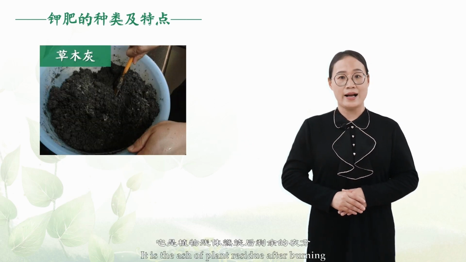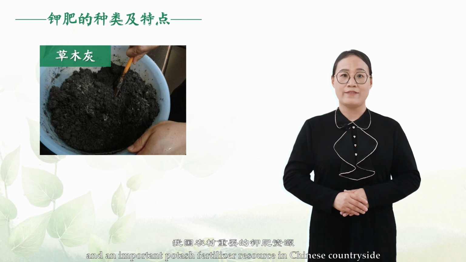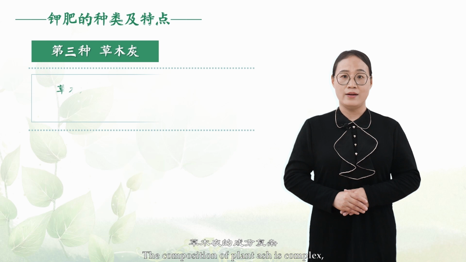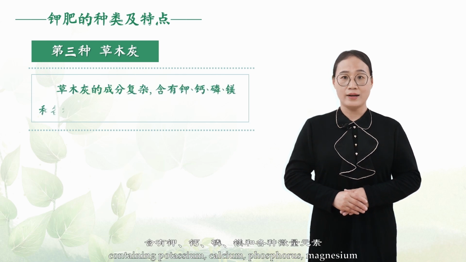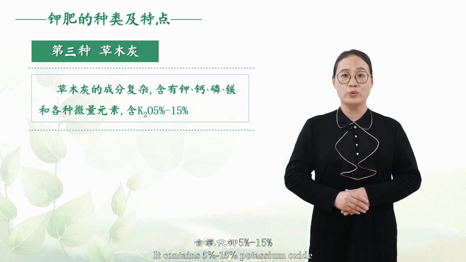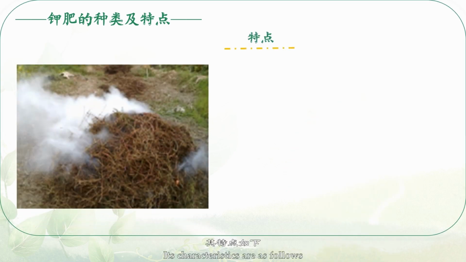The third is plant ash. It is the ash of plant residue after burning and an important potash fertilizer resource in Chinese countryside. The composition of plant ash is complex, containing potassium, calcium, phosphorus, magnesium, and various trace elements. It contains 5 to 15% potassium oxide. Its characteristics are as follows.